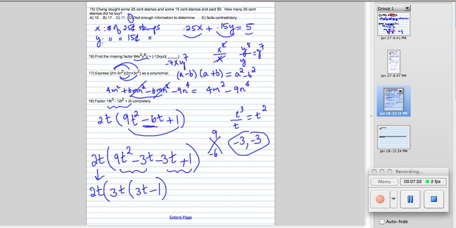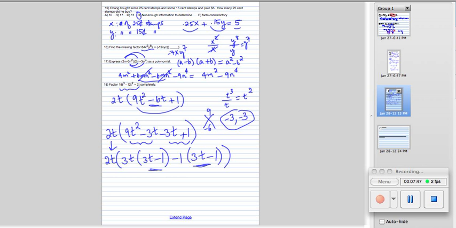Now these two, they just have a -1 in common. We want to factor that out because we want to be left with 3t minus 1. Again, we want these two to be the same. Now that they are the same, we can factor it out. So we're left with 3t minus 1 times 3t minus 1. We can also write it as 2t times 3t minus 1 quantity squared.